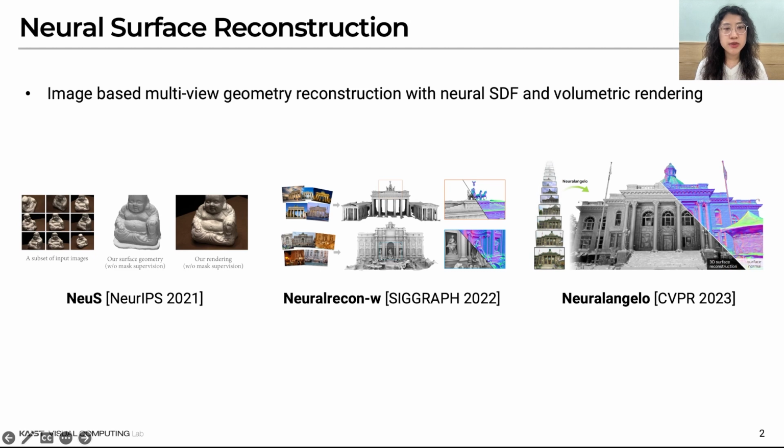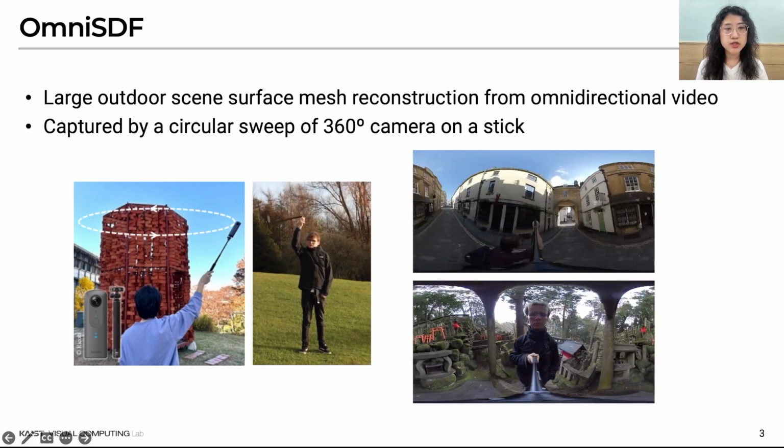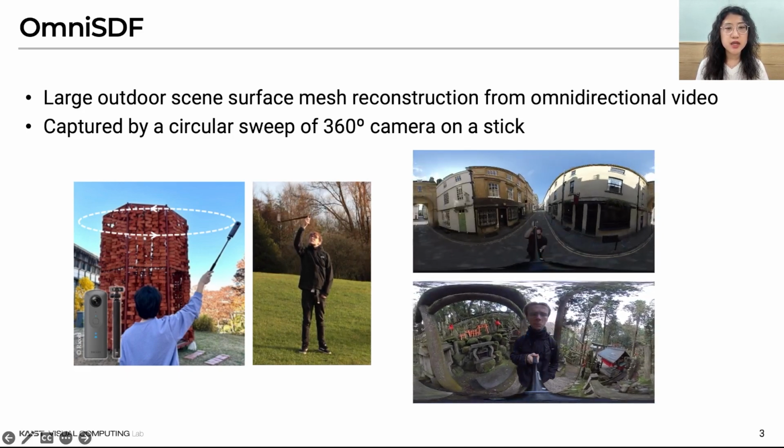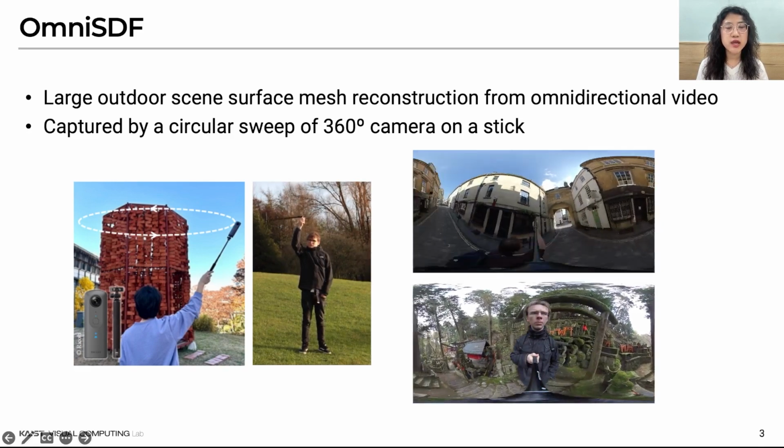Since NeRF-based neural rendering was introduced, recent works have reconstructed the mesh from an image set by training neural implicit functions with volume rendering. Their works have in common that inputs are all captured by perspective cameras. In this work, we reconstruct the geometry of large outdoor scenes given egocentric videos captured by a circular sweep of a 360-degree camera on a stick.